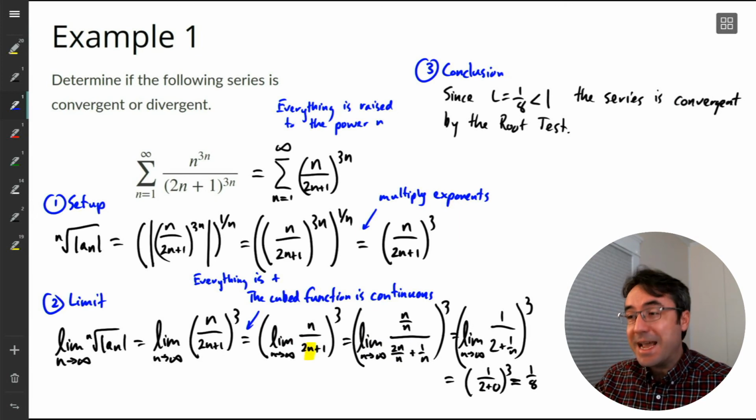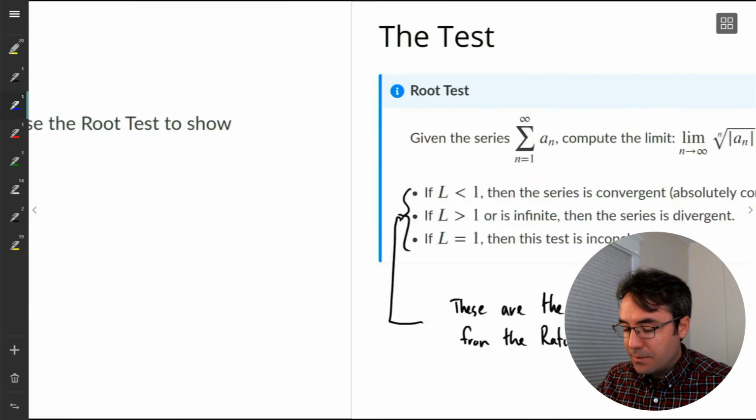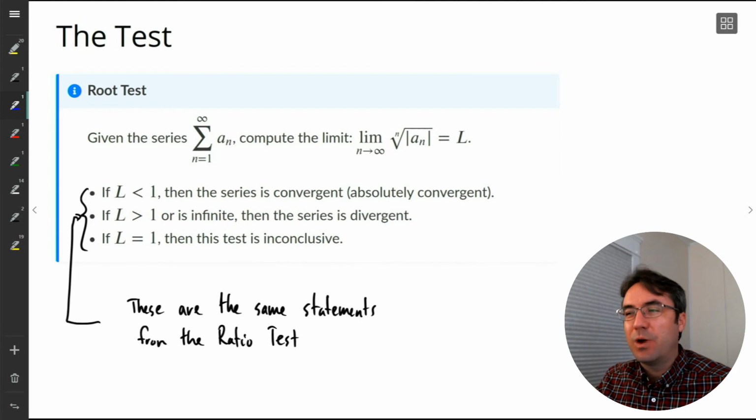All right, so next time we're going to look at, I guess it's one more test. Maybe we'll call it a test. But it's this idea of absolutely convergent. So we're going to investigate what this means next time.